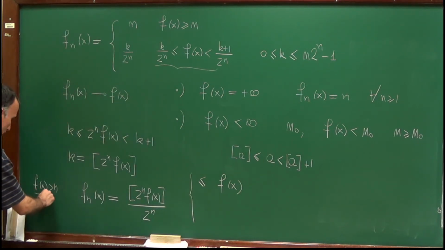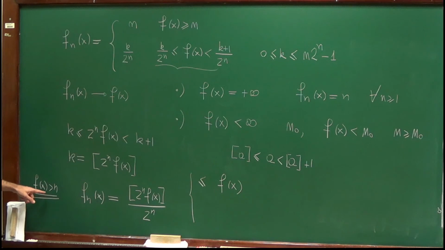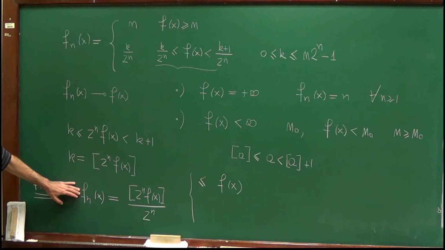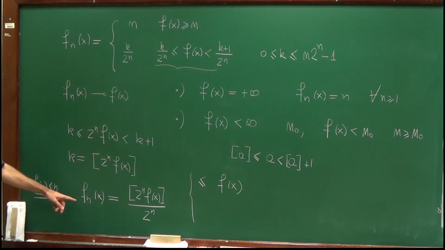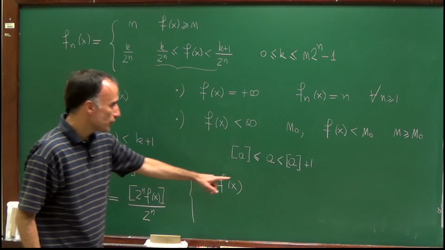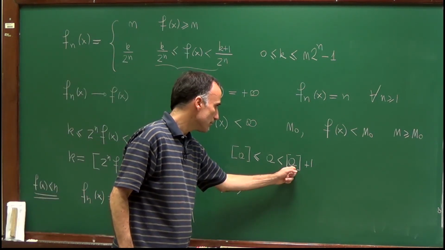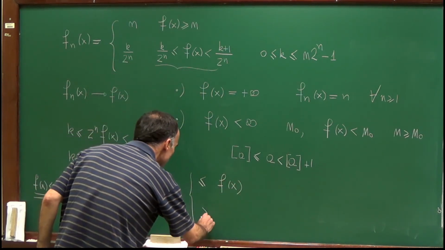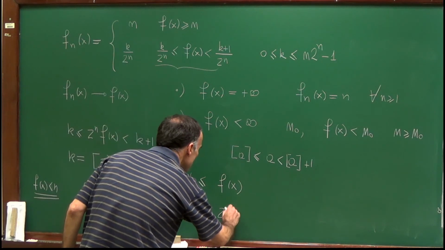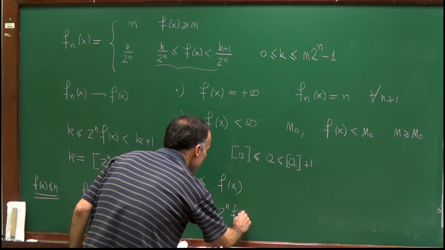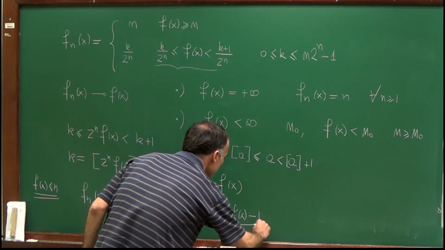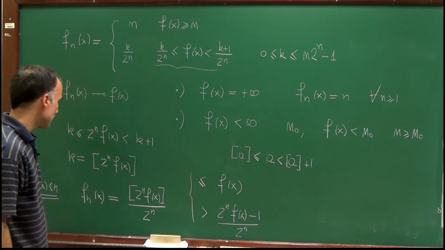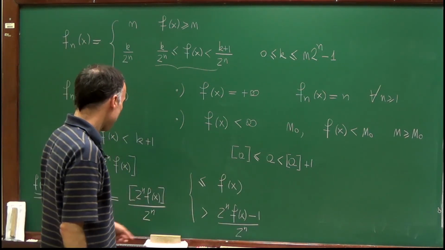And here remember that I'm assuming that f of x is smaller than n. On the other hand, we know by this inequality that the integer value is bigger than the real number a minus 1. So this is bigger than 2 to the power n times f of x minus 1, divided by 2 to the power n. So this comes from the second inequality.